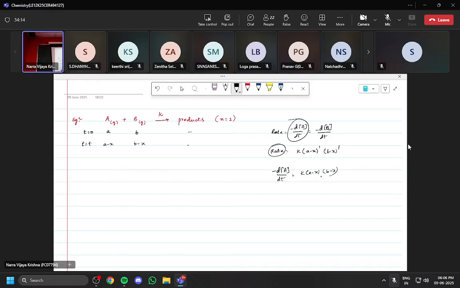So what will we write here for dA? What is the change in concentration of A? Final minus initial. Final is a minus x. Initial is a. So a minus x minus a, which is minus x. Already minus is there. So what can you write? dx upon dt is equal to K into (a minus x) power 1 into (b minus x) power 1. Correct, sir? Right?